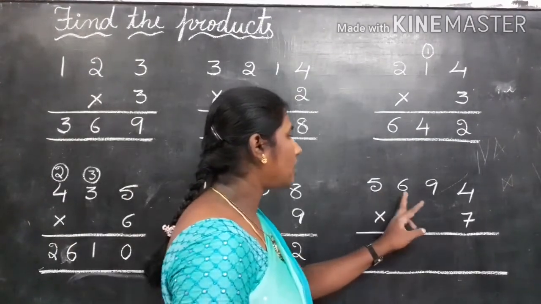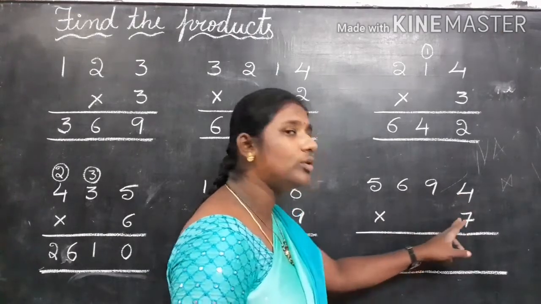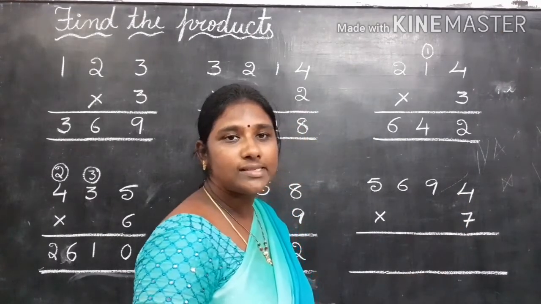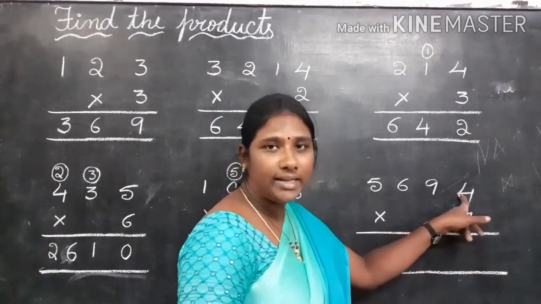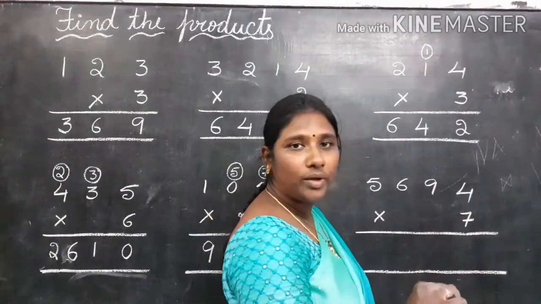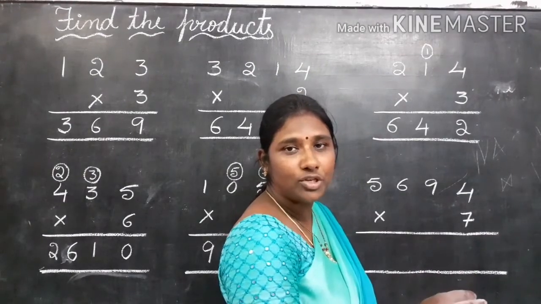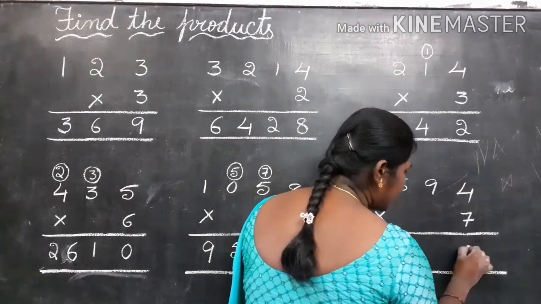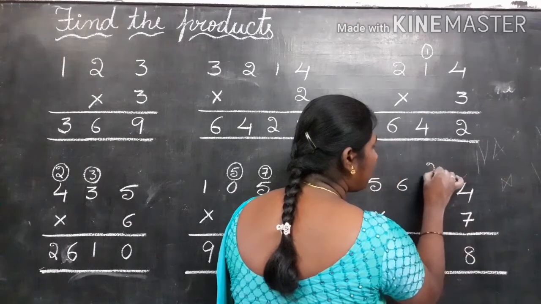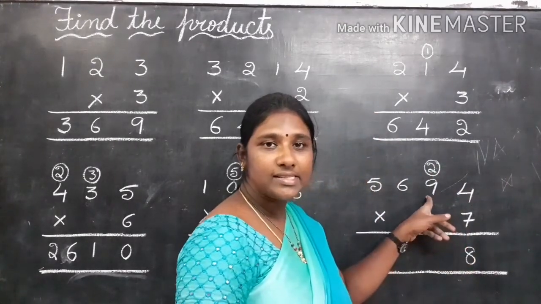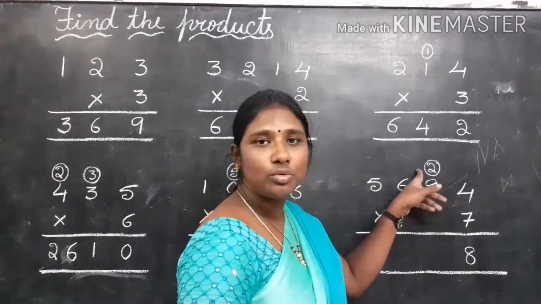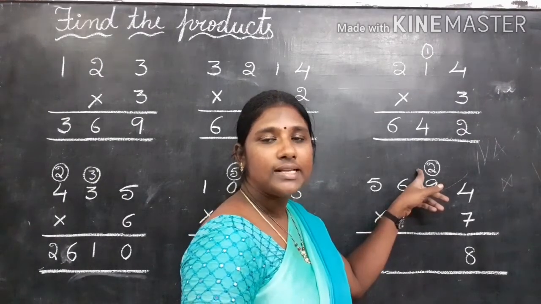Next one. 5694 into 7. First, 7 4s are 28. In the 28, where should we write the 8? We should write 8 here, and the 2 we have to write up above the 9. Next, 7 9s are 63. Add 63 plus 2.